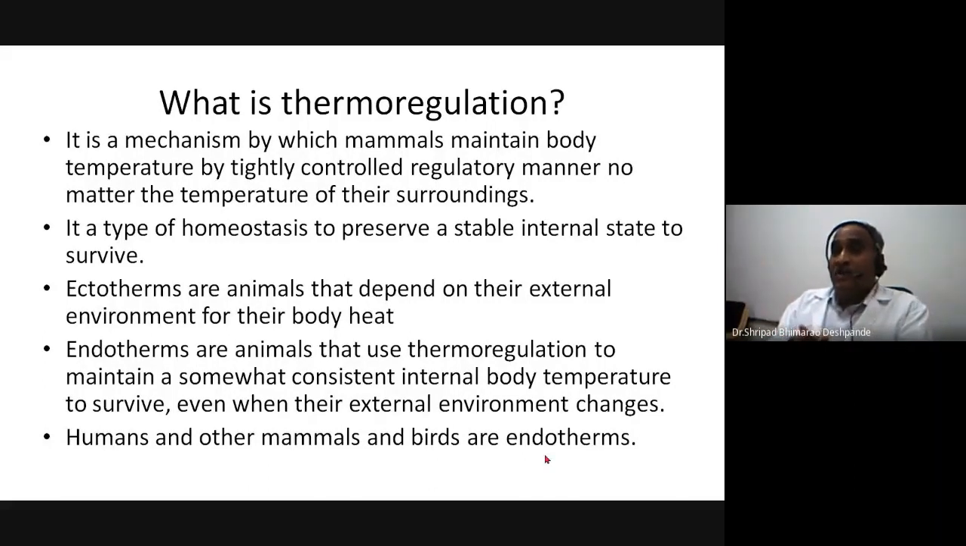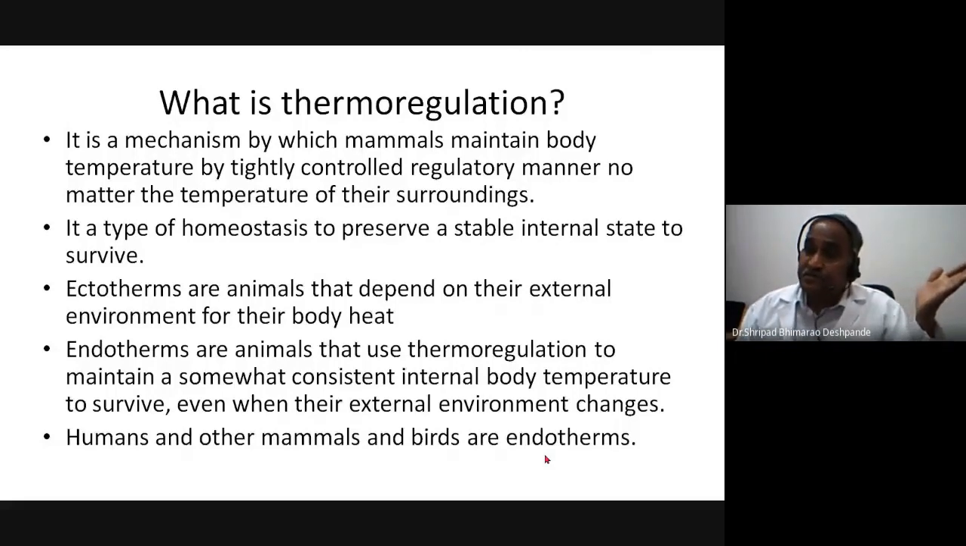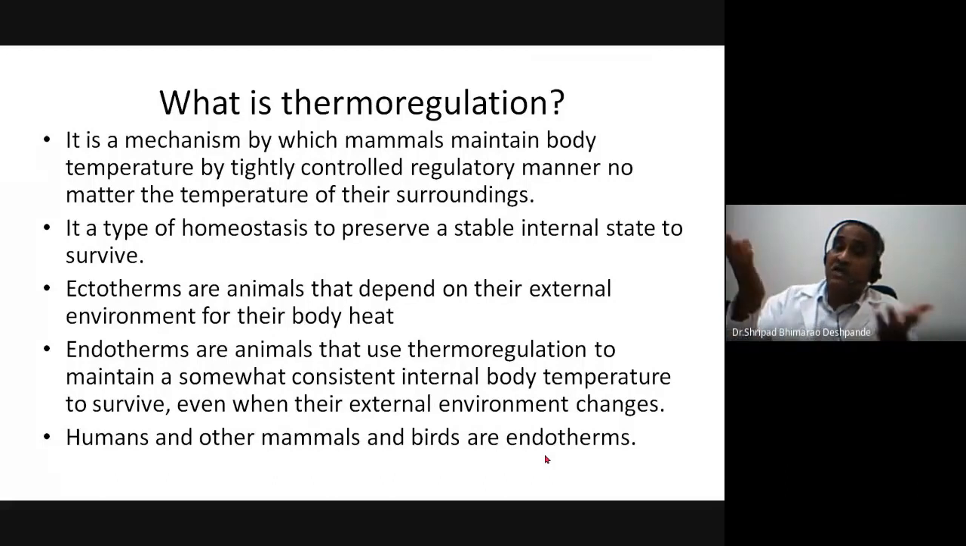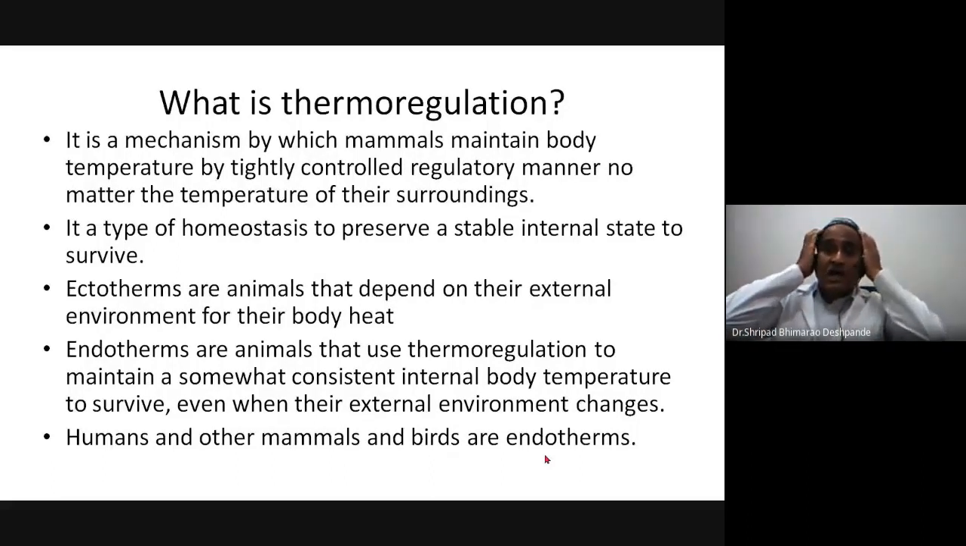Maybe we live in a very cold environment like the Himalayas, where the temperature is below the freezing level, or we live in the desert of Rajasthan where the temperature is 50 degrees or above. Why not Rajasthan? Even sitting in Chittoor itself, sometimes we reach up to 50 degrees Celsius and we maintain our body temperature at 37 degrees Celsius. So that means endotherms and ectotherms. Humans, other mammals and birds are the endothermic animals.